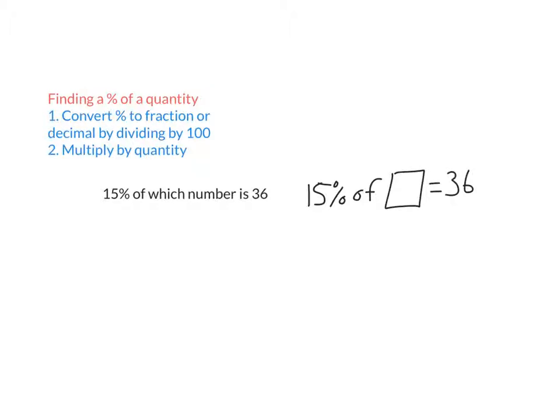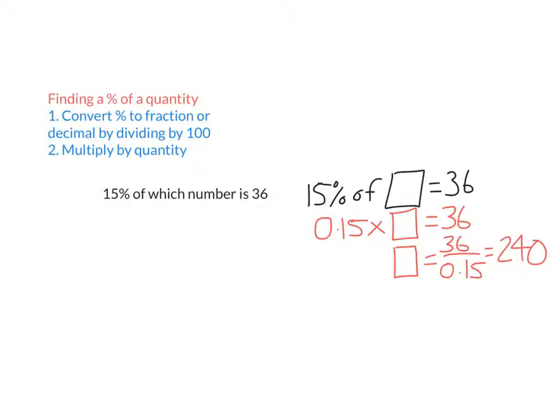Remember, 15% of something is the same as multiplying by 0.15. So whatever goes in the box, 0.15 times that number gives 36. So the answer will actually be 36 divided by 0.15. That's how we get the box on its own, and that ends up being 240. Because if you take 15% of 240, you get 36. So whenever you don't know the original amount before a percent has been applied, you must end up dividing.